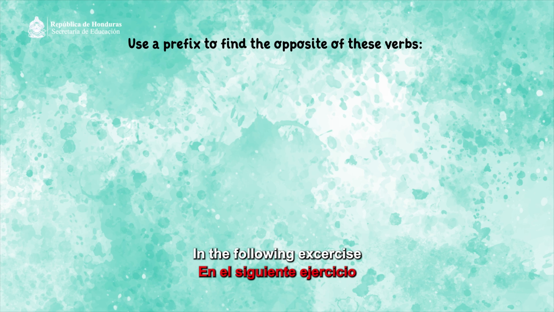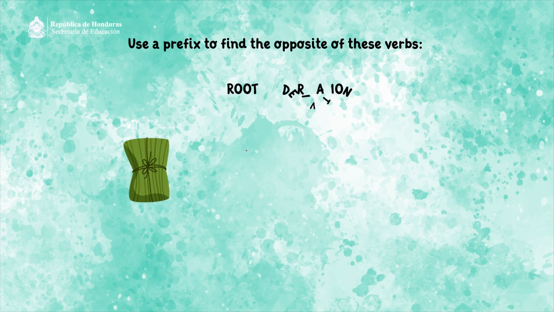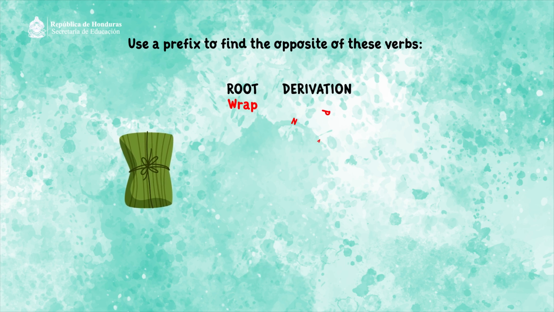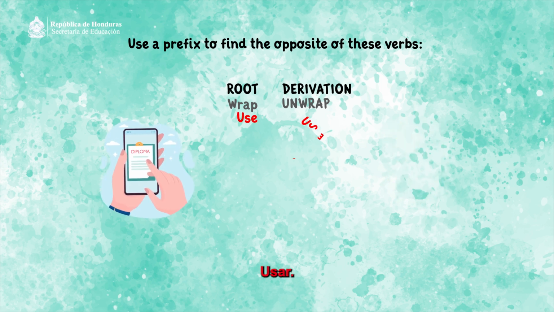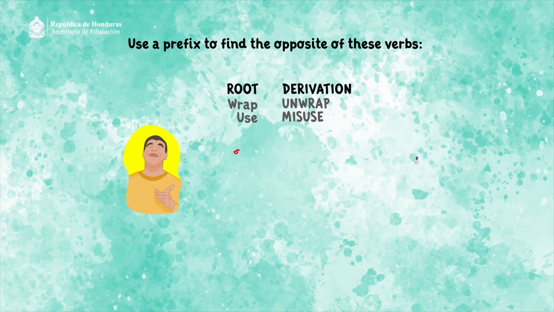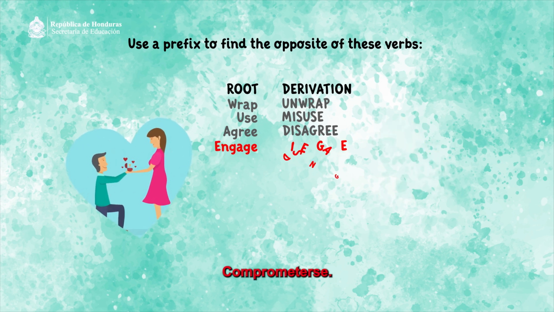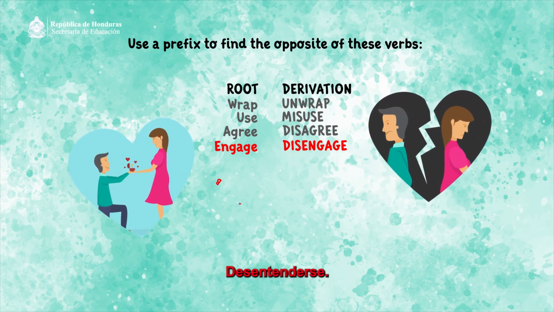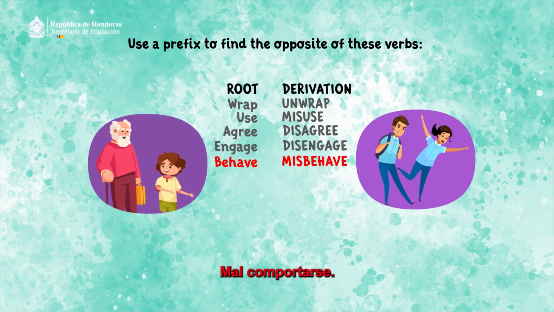In the following exercise, use a prefix to find the opposite of these verbs. 1. Wrap, unwrap. 2. Use, misuse. 3. Agree, disagree. 4. Engage, disengage. 5. Behave, misbehave.